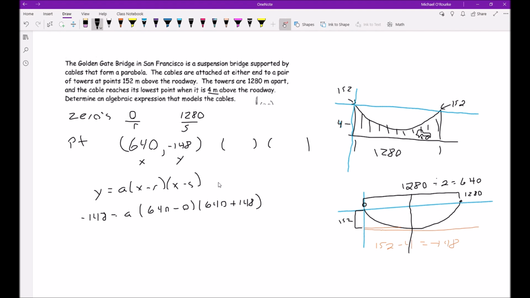Because that, oh sorry, I messed up. I was looking at the wrong number. Minus 1280. So negative 148 equals A bracket 640 and negative 640.